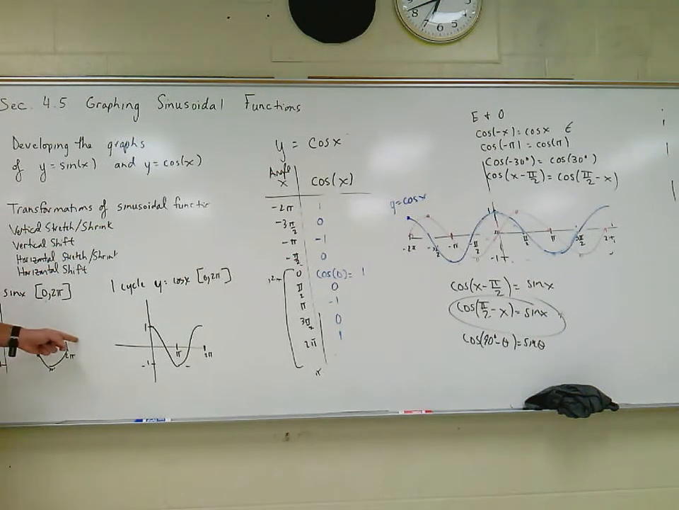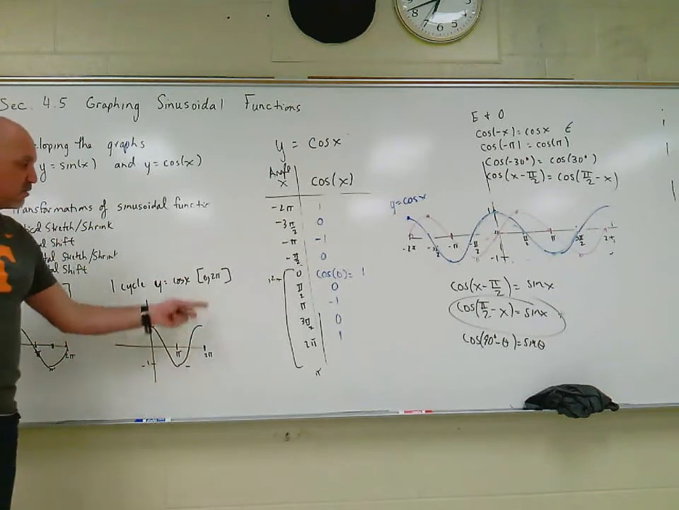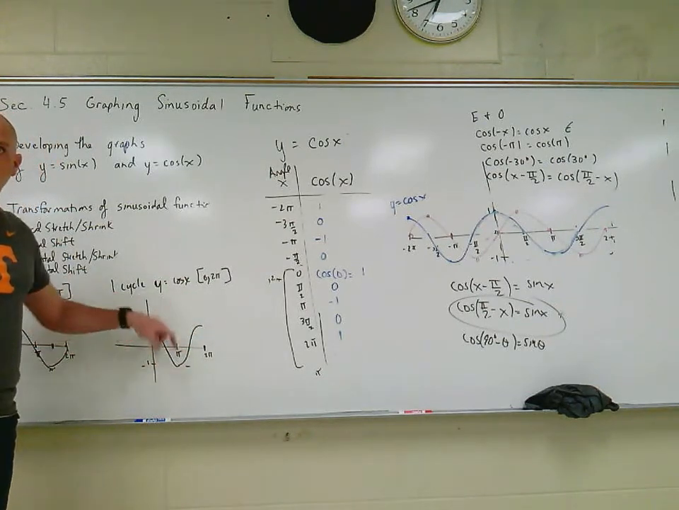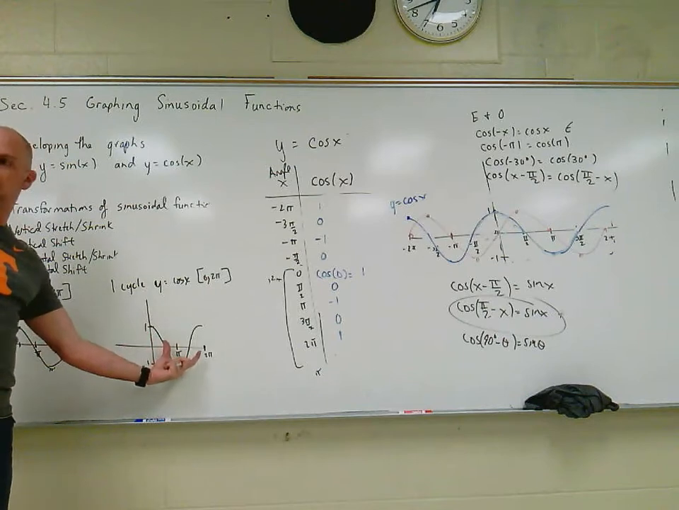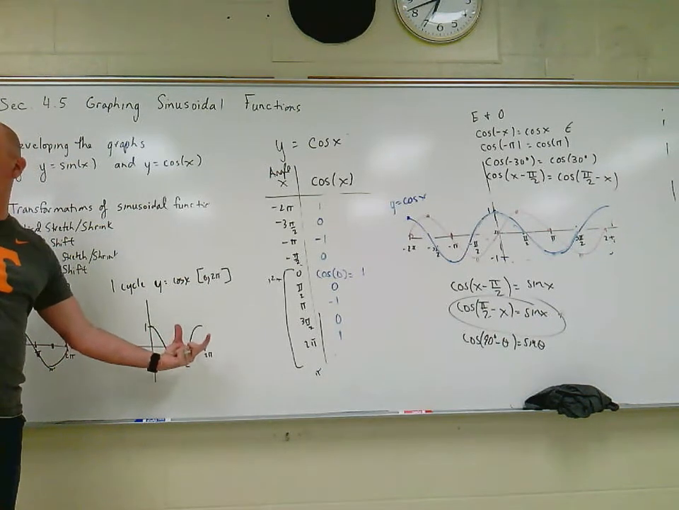Horizontal distance for one cycle, what you can say for cosine, one cycle is just 2 pi. Because it just does it over and over again, and that's also 2 pi. So they're both 2 pi periodic.